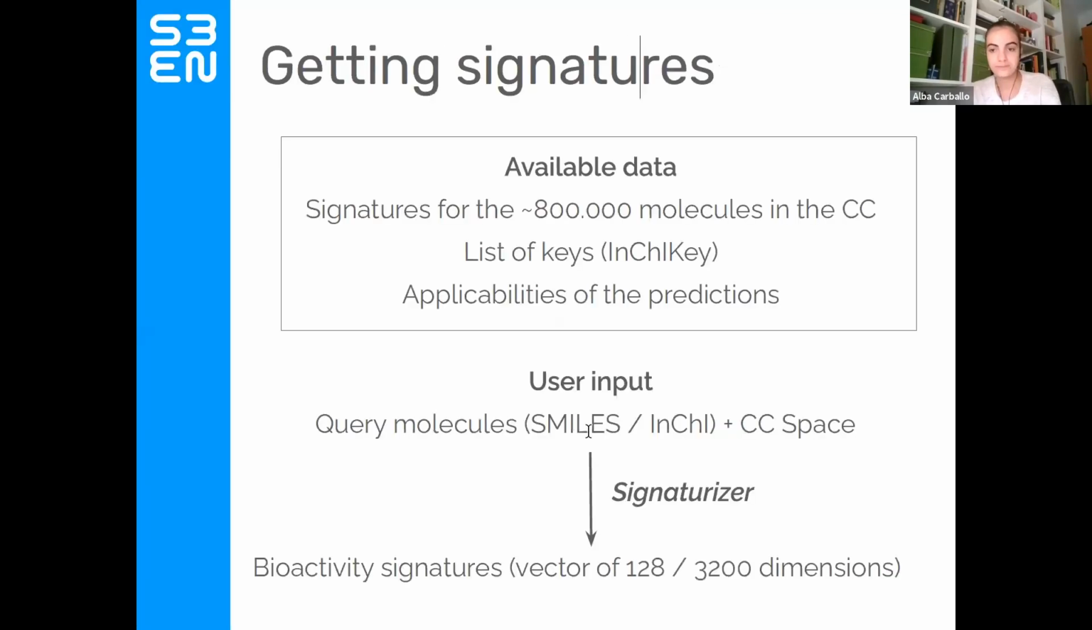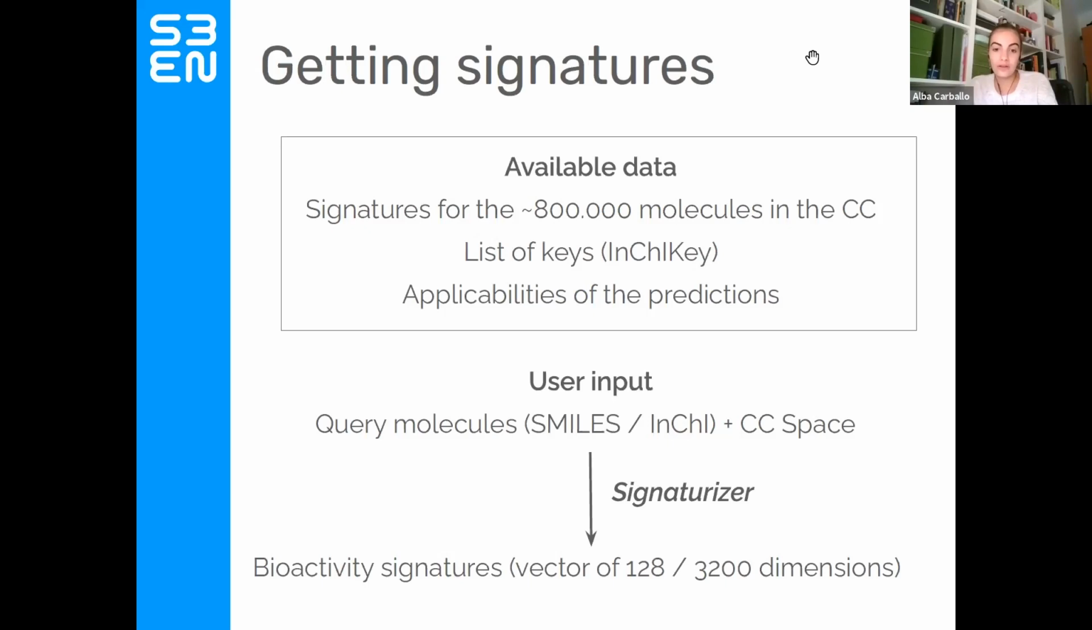First of all, the available data that we had were the signatures for the nearly 800,000 molecules that are in the Chemical Checker. We calculated them with the Signaturizer, the tool that I mentioned before. We also had the list of the InChIKeys for each one of the molecules in the database, and the applicabilities of all the predictions for each of the individual spaces. As I mentioned before, we were working with individual spaces or with the global of them. So whenever we needed the applicability for the global, we took the mean of the 25 Chemical Checker spaces.